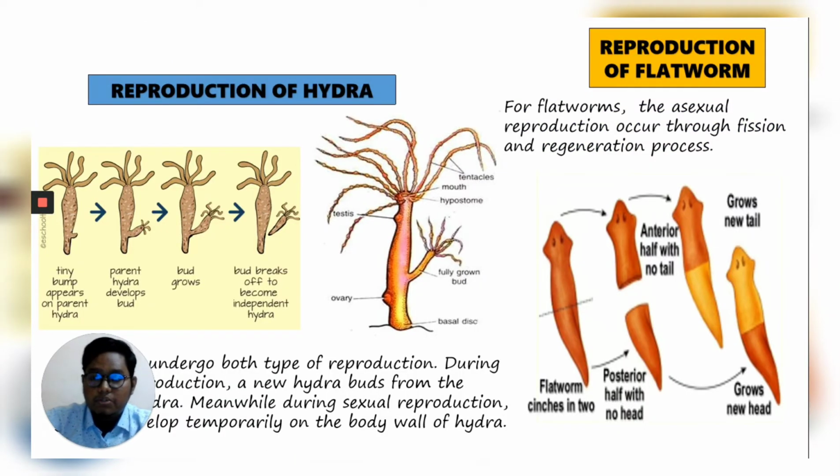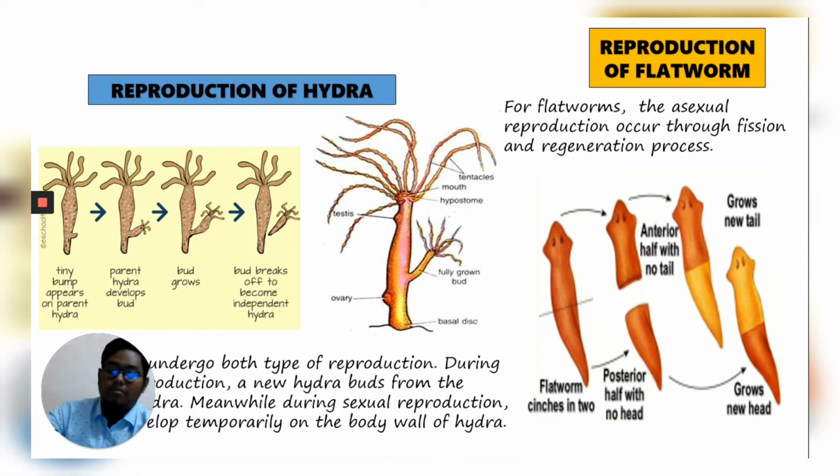So now I will show you how Hydra reproduce. Hydra can reproduce in two ways, sexually and asexually. For asexual reproduction of Hydra, usually a tiny bump appears on a parent Hydra and it grows and develops. When the time comes, it will break off and become an independent Hydra. For the sexual reproduction of Hydra, it develops gonads on its body wall, as you can see here, there are ovary and testes.